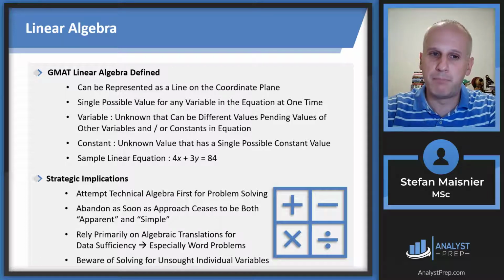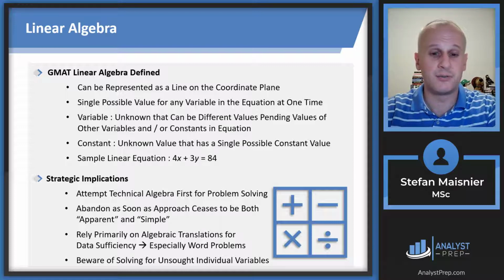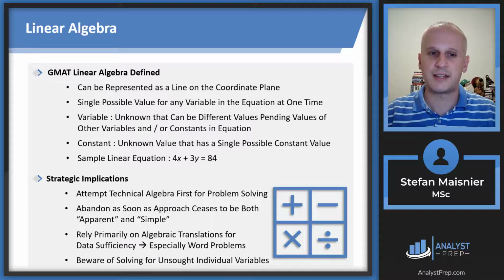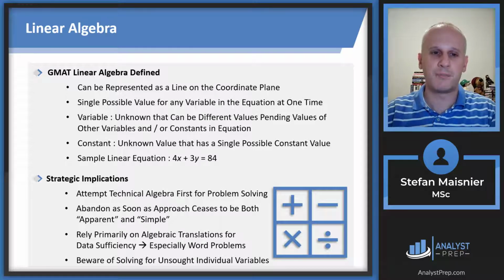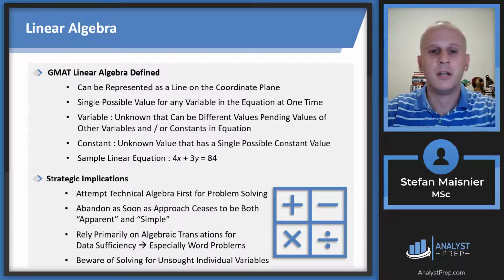But in both problem solving and data sufficiency, beware of auto solving for unsought individual values, or variables. What that means is if they're asking for 18 divided by x, solve for 18 divided by x. Don't solve for x individually. If they're asking for x plus y, don't solve for x and then solve for y. Go solve for x plus y. There's a reason they're asking for the combination, so you want to be efficient and go solve for the combination rather than wasting time solving for an individual variable just because you're kind of on autopilot.